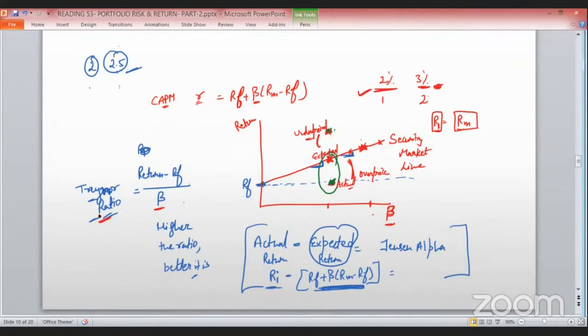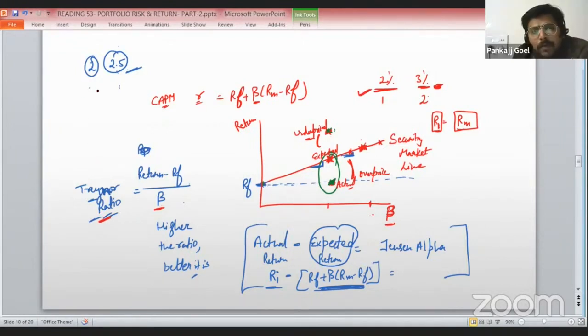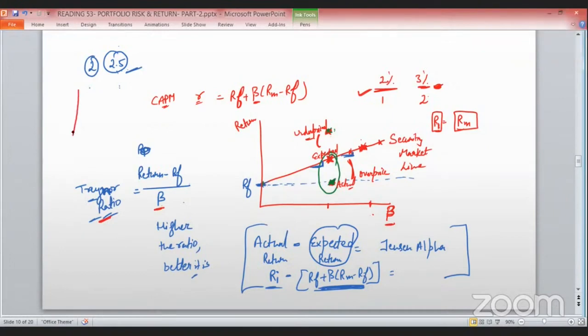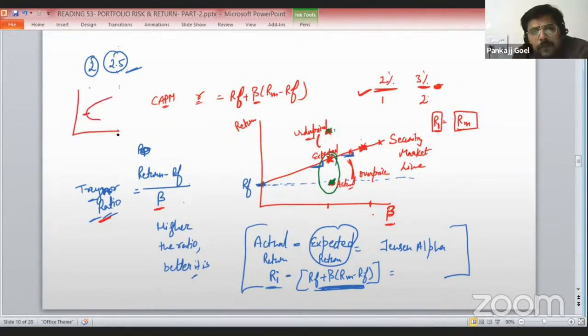Okay, got it. If we talk about the efficient frontier, there what was happening here, I was putting standard deviation, total risk, on the x-axis and return on the y-axis. So if we calculate the slope of what? Slope of this.